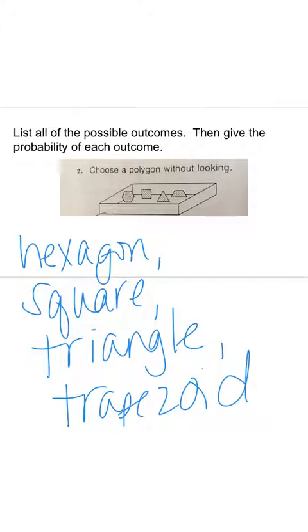When you look at your probability of pulling each one, your total possible choices is 4, and there's only one of each in the box. So you would have a 1/4 chance of pulling the hexagon, 1/4 pulling the square, 1/4 pulling the triangle, and 1/4 pulling a trapezoid.